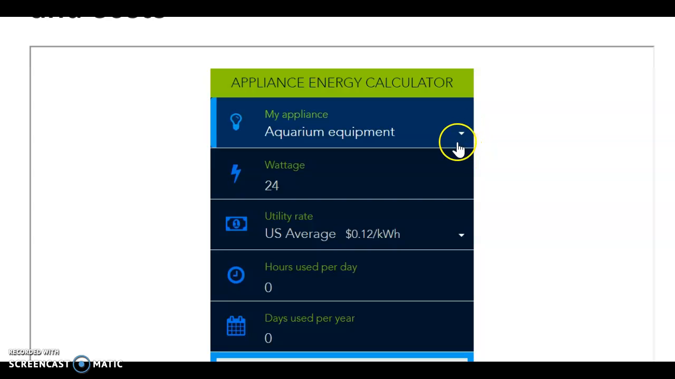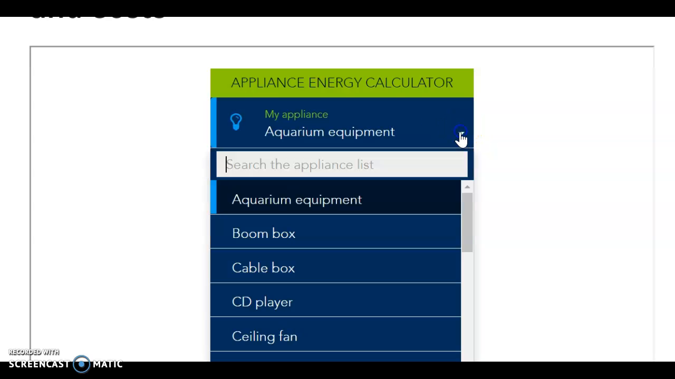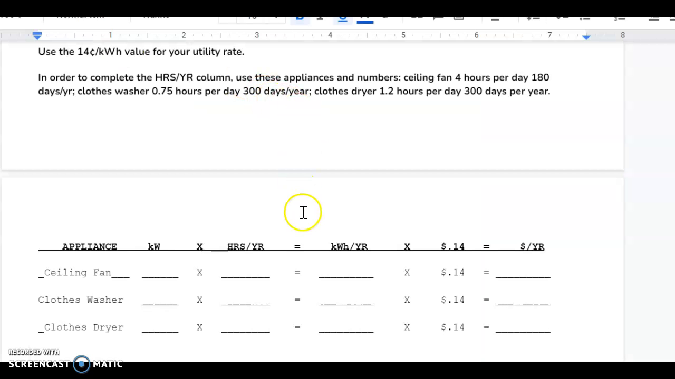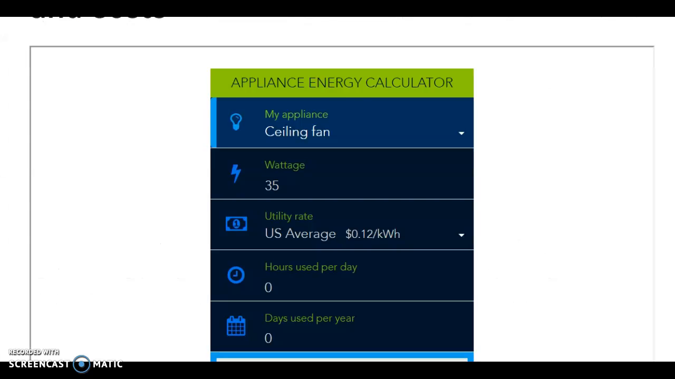Okay, so let's look at ceiling fan. Drop down menu here, ceiling fan here. It tells you the wattage. Yeah, we're going to use a 14 cents per kilowatt hour utility rate, and that's why this calculator won't work. For our case, 35 watts, I think that's the number we need. Let's go back here. Okay, 35. I think that was just watts, not kilowatts.